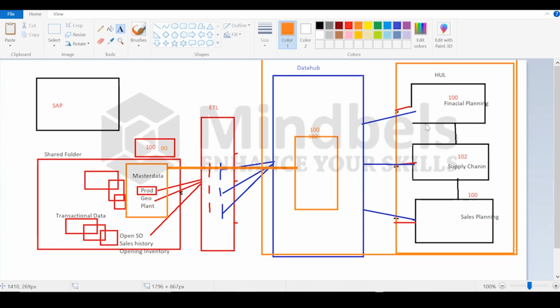So you are creating this data hub model, right? By creating this data hub model, there are duplicate items. The same products data is showing in financial planning, supply chain, and sales planning. Here you are showing the same products data as part of our requirement. But why are we showing it here also?